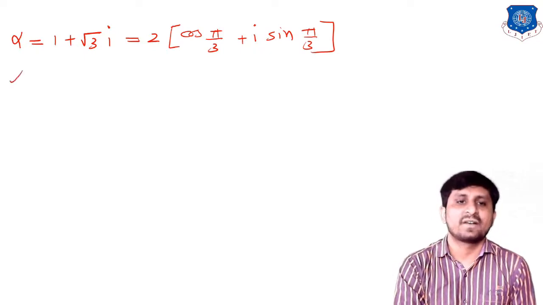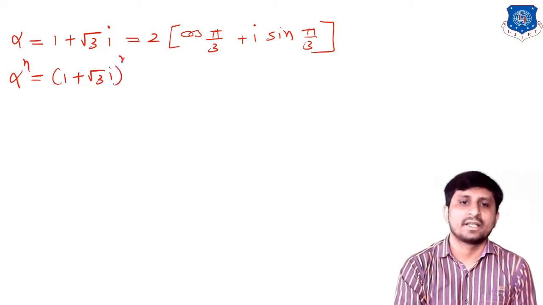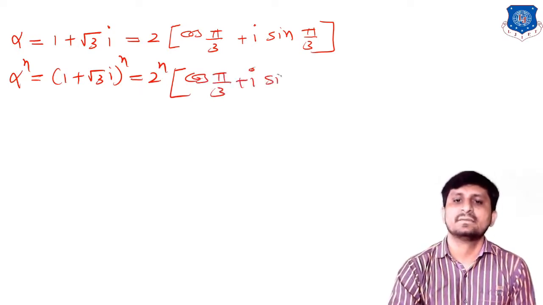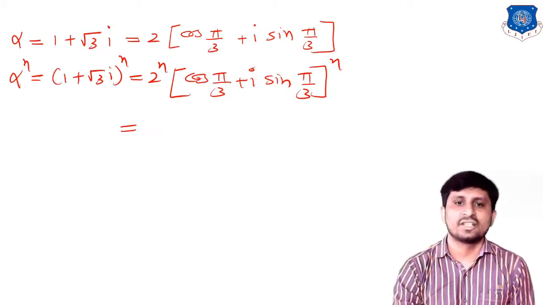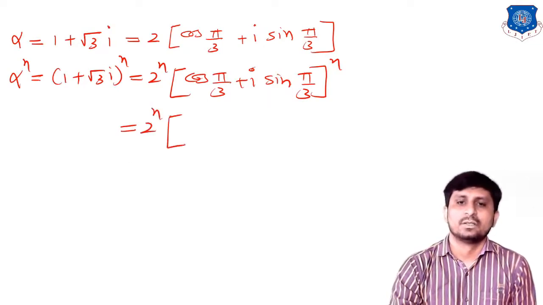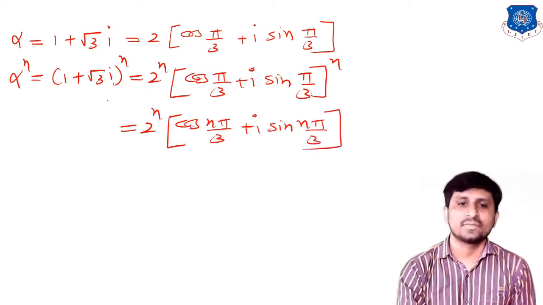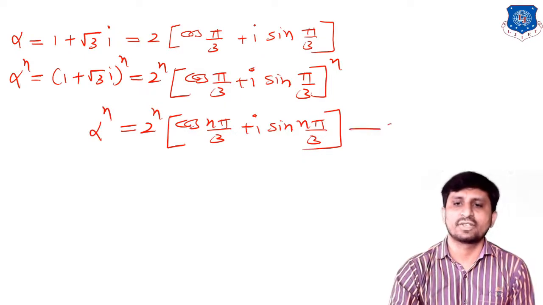Now I want to find alpha raised to n. That means (1 plus root 3 i) raised to n is 2 raised to n (cos pi by 3 plus i sin pi by 3) raised to n, and that is equal to 2 raised to n (cos n pi by 3 plus i sin n pi by 3). This is the value of alpha raised to n, call it equation number 1.